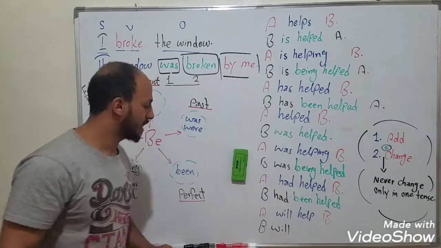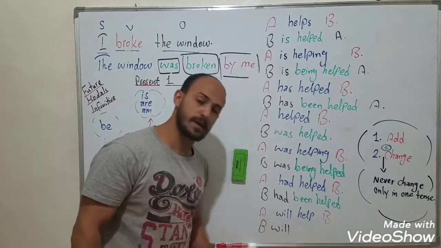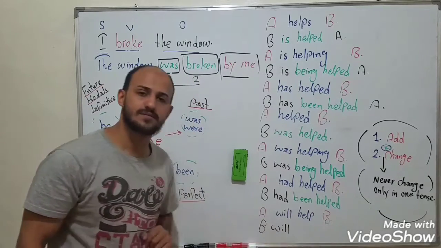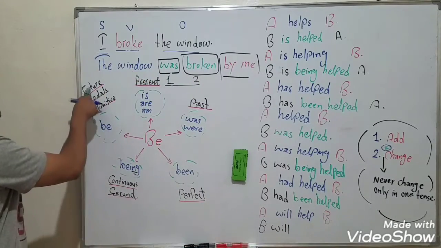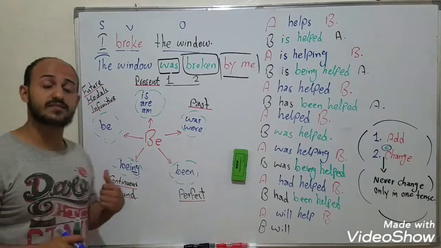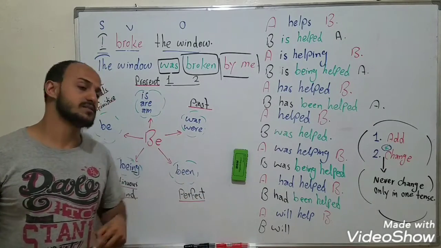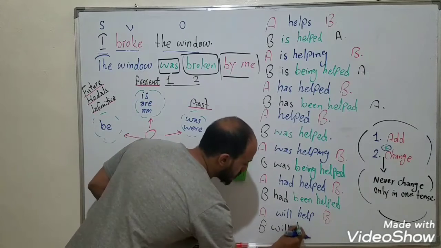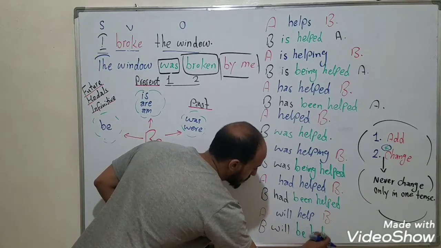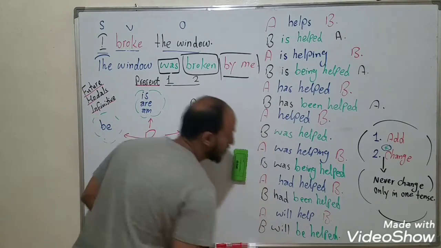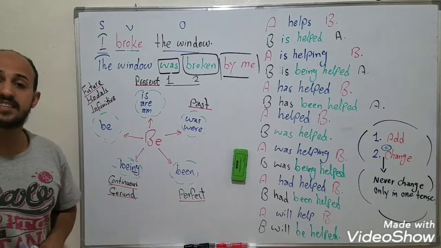Okay, good. The last one. A will help B. So B will. All right. So will here is future, and as I told you guys, future is either going to or will together. So here we use be helped. All right. That's it. See, it is really easy, guys.